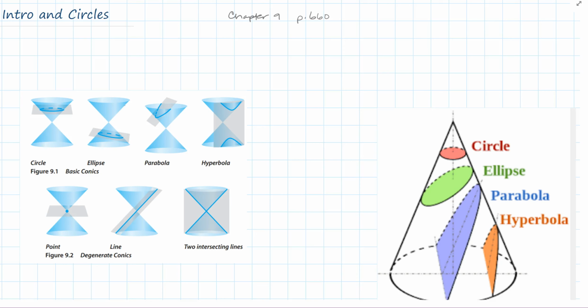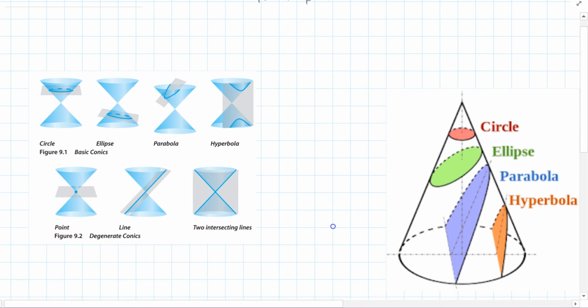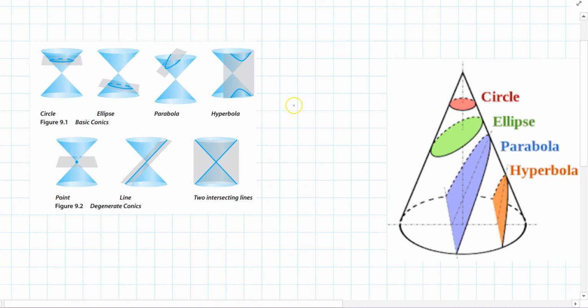Hey students, we start a new unit today on conic sections. Now it's chapter 9 of your textbook, your electronic textbook, which starts about page 660. And this is actually a diagram from your textbook. We'll be primarily focusing on these four: the circle, the ellipse, parabola, hyperbola, not in that order.